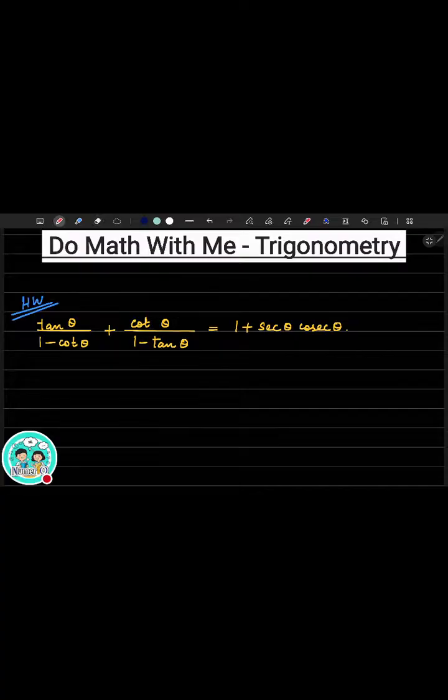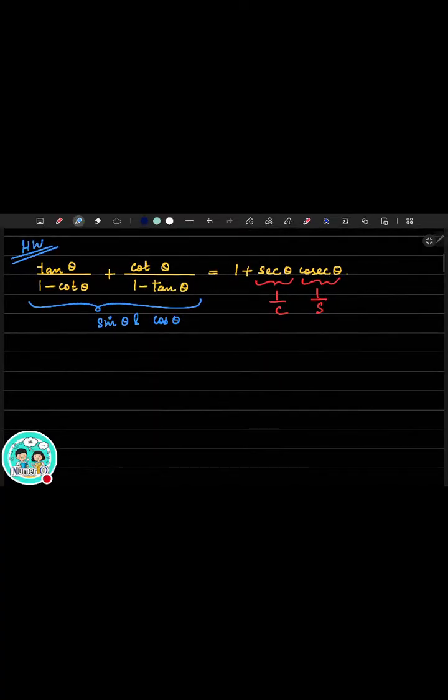The way to do it is, here you have to just prove the identity, that the left hand side is equal to the right hand side, right? Secant is nothing but 1 by cos, cosecant is nothing but 1 by sine, which obviously means that anything in the left hand side you have to convert into sine and cos. So let's take our LHS.